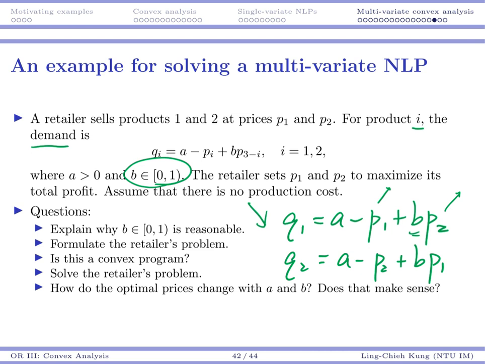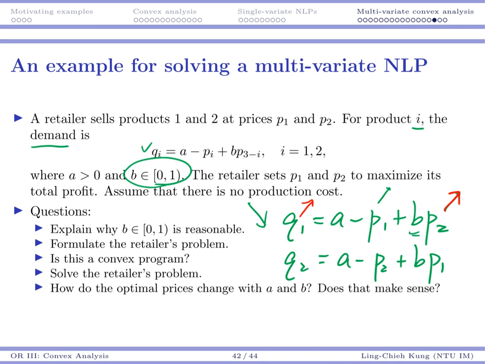So somehow it's positive. If positive, what does that mean? That means when your P2 goes up, that's going to increase the demand for product 1. Well, does that make sense? I think in many cases that makes sense. Suppose product 1 is Coke and product 2 is Pepsi. Then in that case, if your Pepsi is sold at higher prices, your demand for Coke would be increasing. So I hope that makes sense.